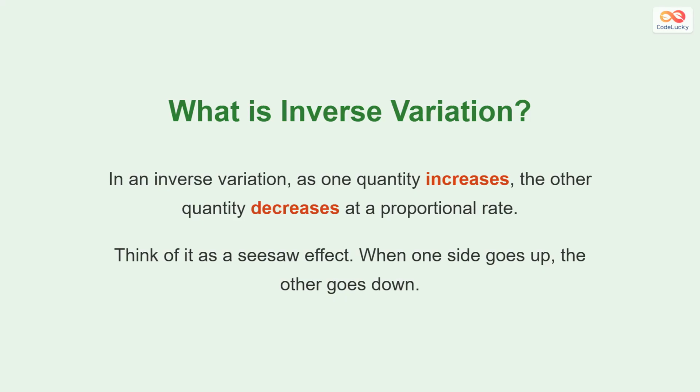So, what exactly is inverse variation? It describes a situation where as one quantity increases, another quantity decreases at a rate that is proportional. A simple way to think about it is like a seesaw. When one side moves up, the other side must move down.